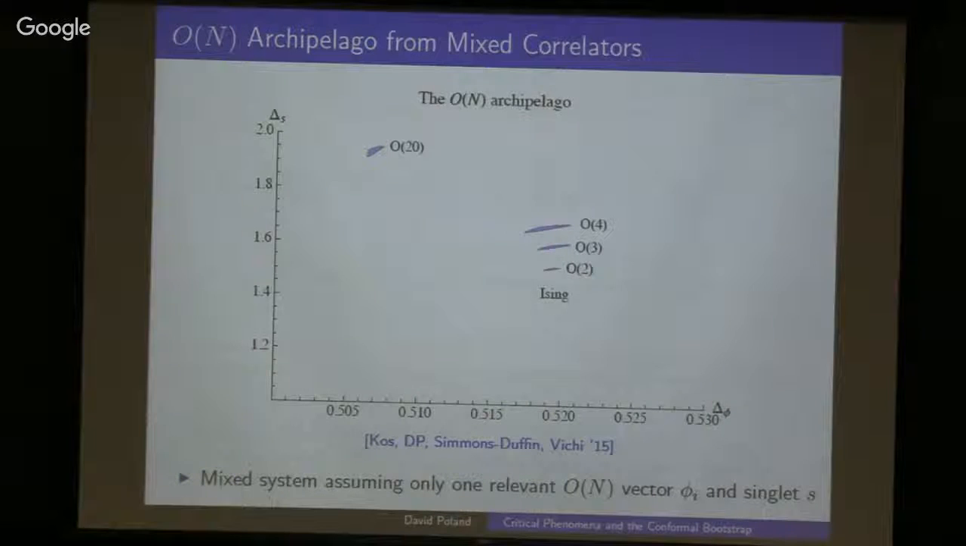Okay, so now let's go further. Let's go to a mixed system of correlators containing both the ON vector phi I and the leading singlet S. We managed last year to study the Bootstrap equations for the system of correlators and see a sequence of islands, much like we had the island for the Ising model.